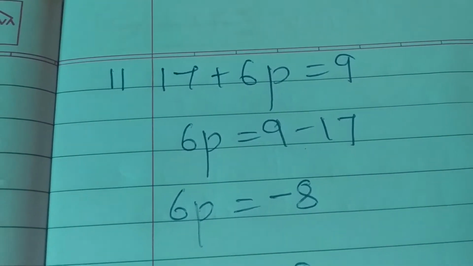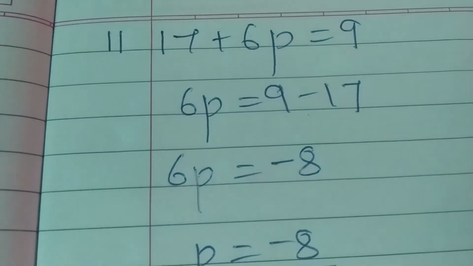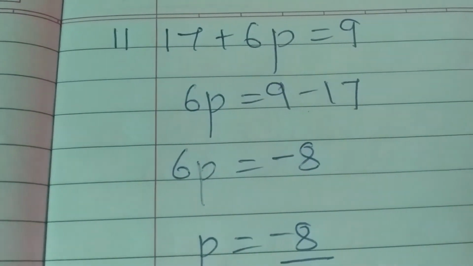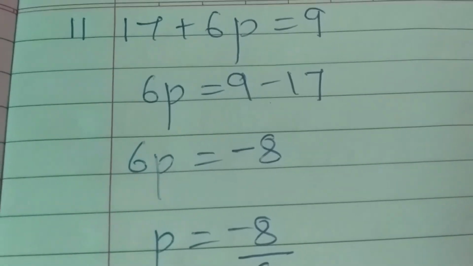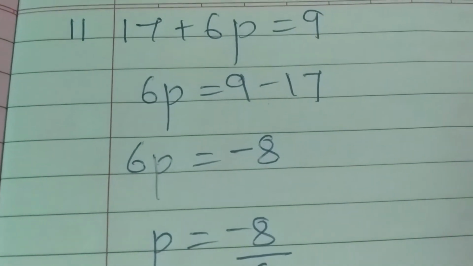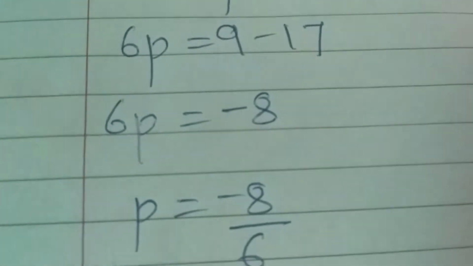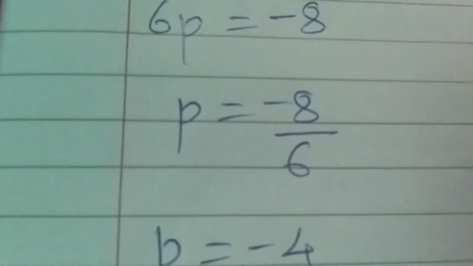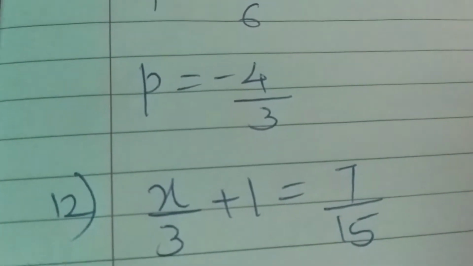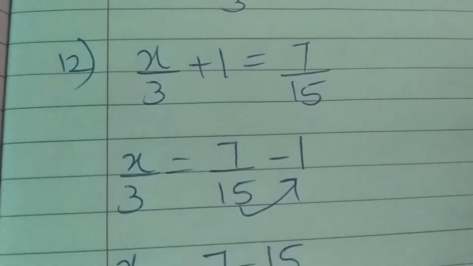17 plus 6p is equal to 9. Now 6p I'll keep on the left side, 17 on the right side. It is positive, so it becomes negative. 6p is equal to 9 minus 17. 6p is equal to minus 8. So p is equal to minus 8 upon 6. So 2 4s are and 2 3s are. Okay, simplify. 12th one, little different.